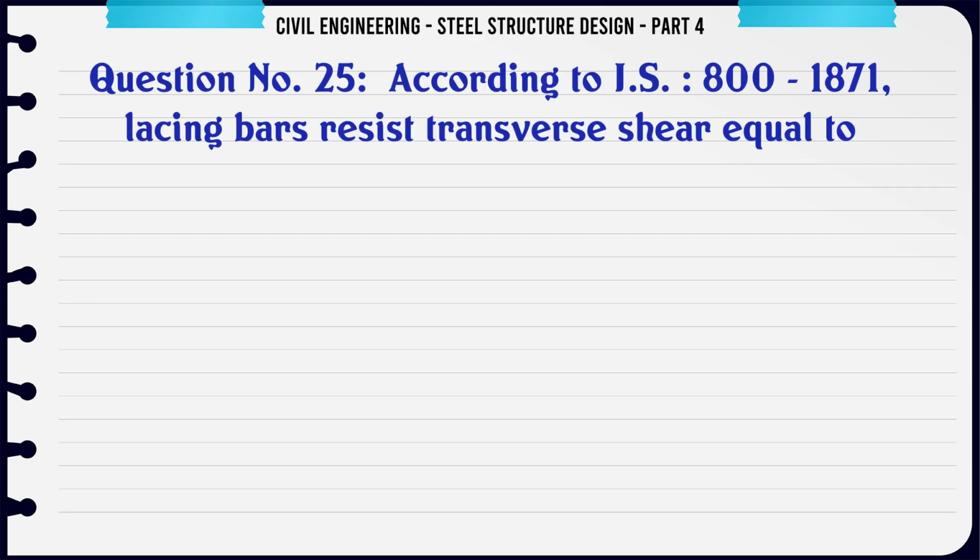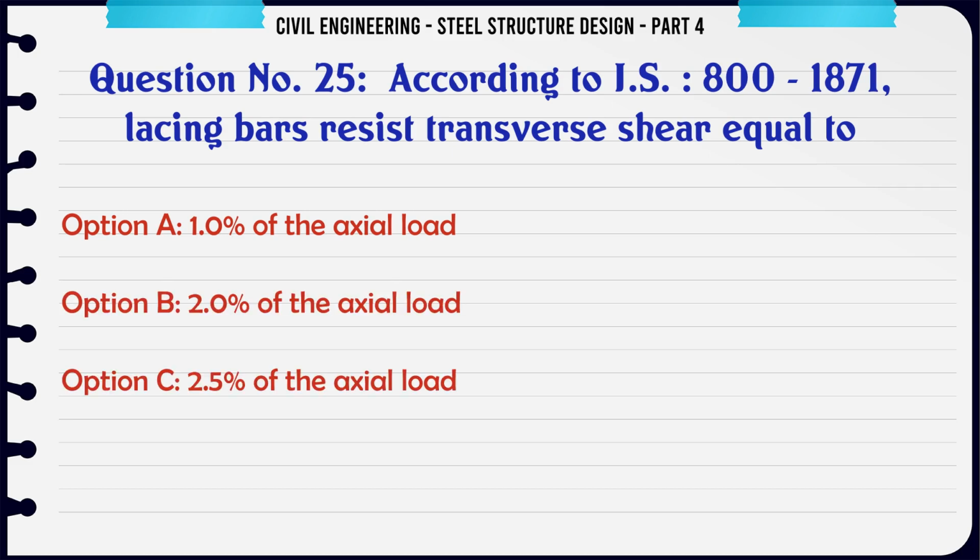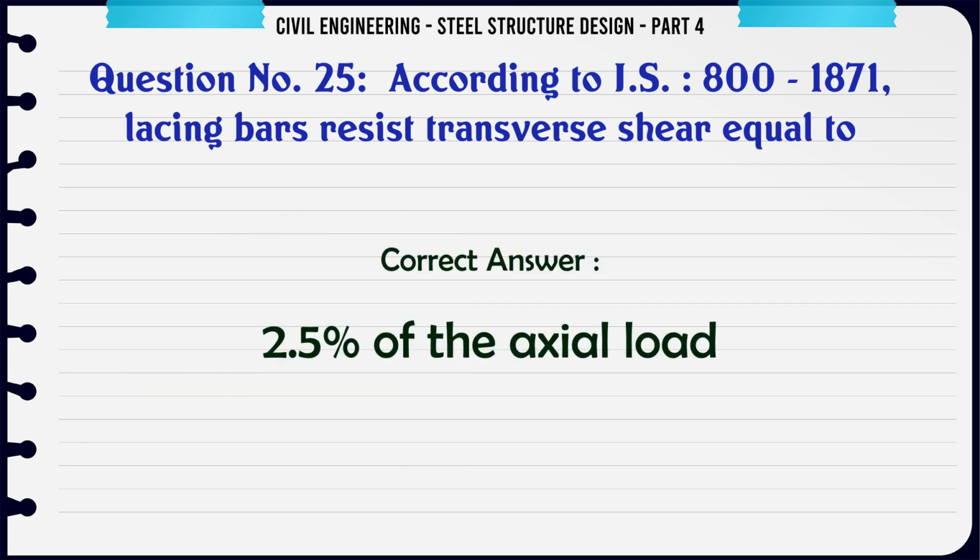According to IS 800-1971, lacing bars resist transverse shear equal to A. 1.0% of the axial load, B. 2.0% of the axial load, C. 2.5% of the axial load, D. 3.0% of the axial load. The correct answer is 2.5% of the axial load.